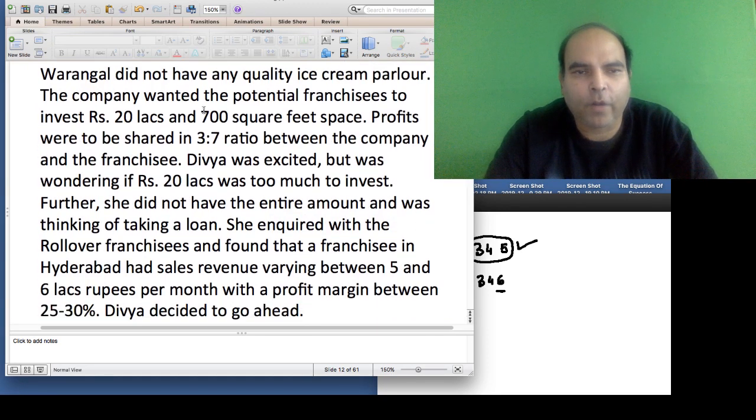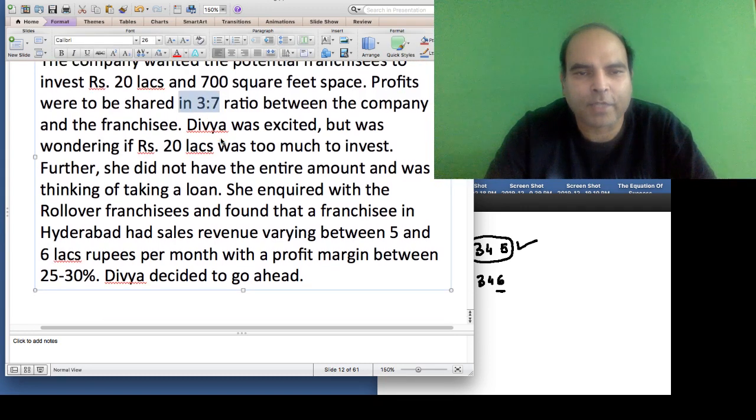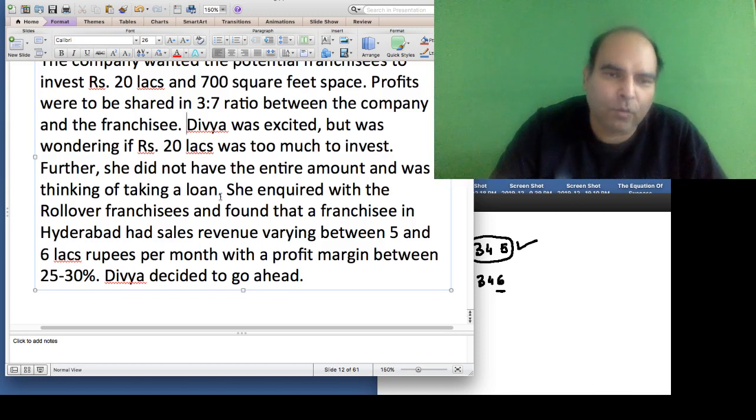Warangal did not have any quality ice cream parlor. The company wanted the potential franchisees to invest 20 lakhs and 700 square feet space. Profits were to be shared in the 3 to 7 ratio between the company and the franchisee. Divya was excited but was wondering if rupees 20 lakhs was too much to invest. Further, she did not have the entire amount and was thinking of taking a loan.